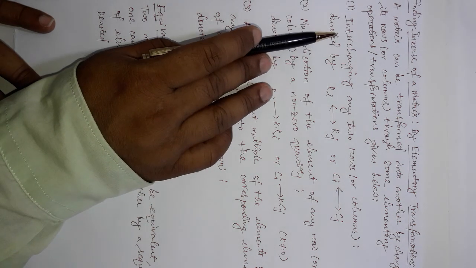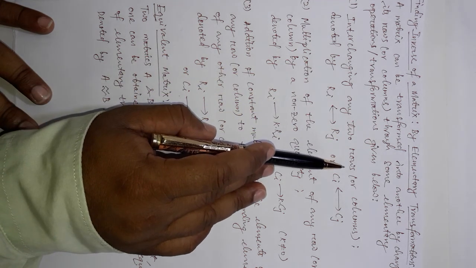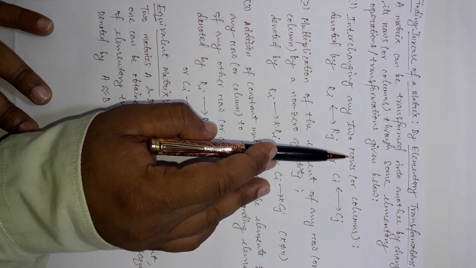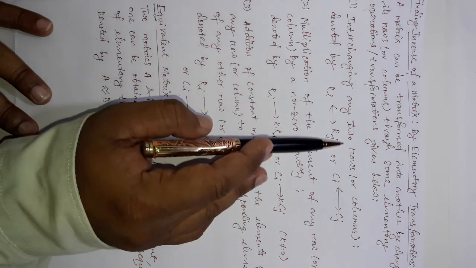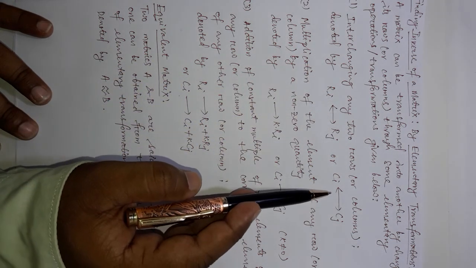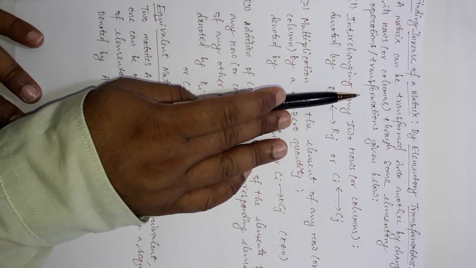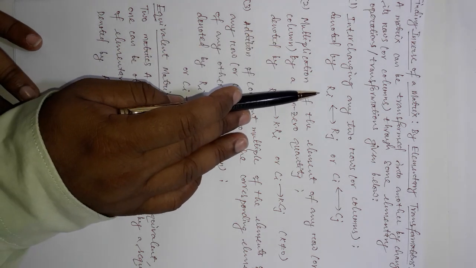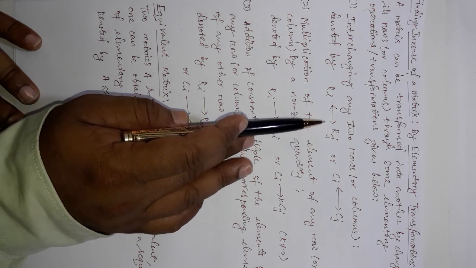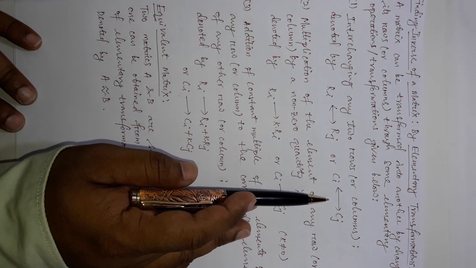Let us see. The first transformation is interchanging any two rows or columns. We can change any two rows or any two columns. Changing the places of two rows among themselves or two columns among themselves is one of the elementary operations. We can denote that like this: say I am interchanging row 1 with row 2, so I can write R1 double arrow R2, same for columns.